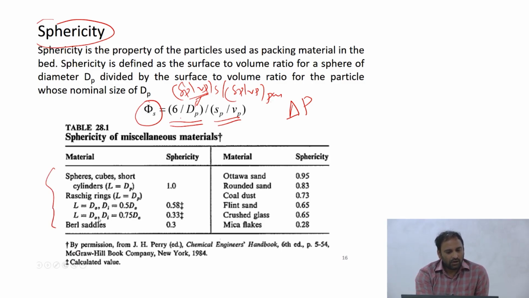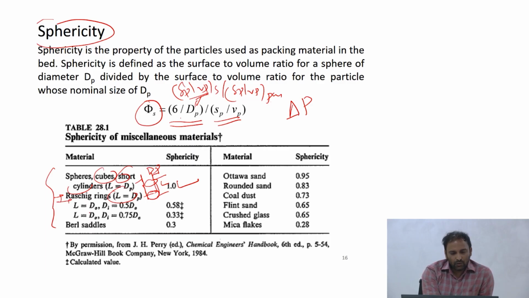If you look at spherical particles or cubes or short cylinders, your sphericity is 1. If you go for Raschig rings, where L is equal to dP, that is your cylinder, so that's your length and that's your dP. If L is equal to dP, it's a short cylinder, a Raschig ring, and I can play with these dimensions and actually play with the porosity: 0.53 in one case, 0.58 in another, 0.33 in the other case. Berl saddles typically have a sphericity of 0.3, and these are the kind of industrial packing that people use.